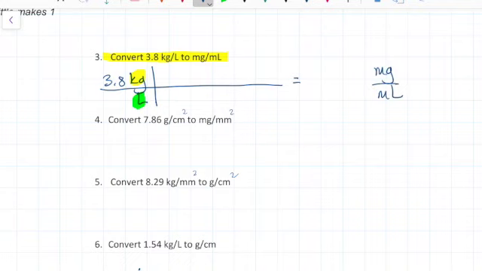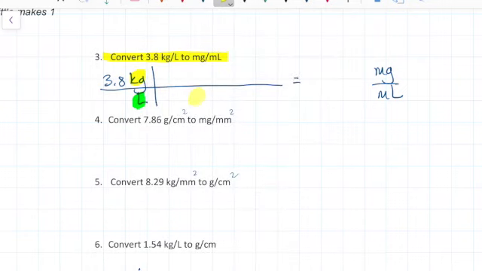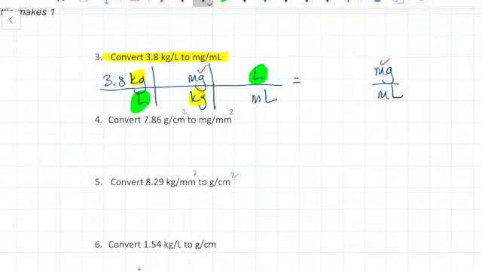All right, so here I go. If I have kilograms on top, right there, I'm going to put kilograms down here. And I want to go to milligrams. So now I've taken care of this one. And for the liters, I want to make the liters into milliliters. So if I have liters down here, I'm going to make this liters, but I want milliliters in my denominator. And now I've got it right.